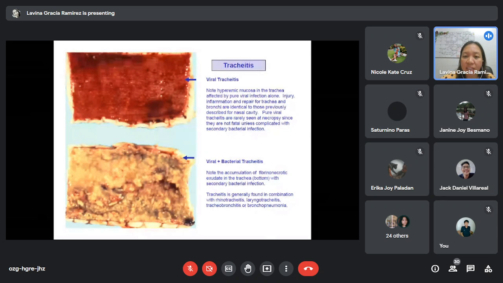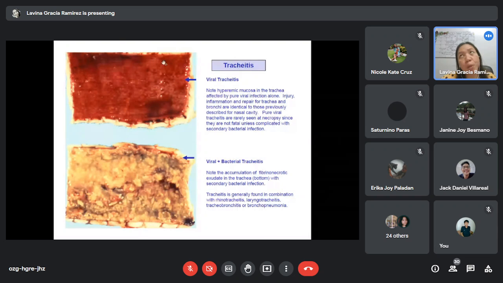So in viral tracheitis, injury, inflammation, and repair for the trachea and bronchi are identical. We mentioned this during repair and regeneration, in the normal aspect of physiology, histology and physiology, in our first module. So it is the same. Pure viral tracheitis at necropsy is not fatal unless complicated, and I mentioned the secondary bacterial infections. So this is viral tracheitis.